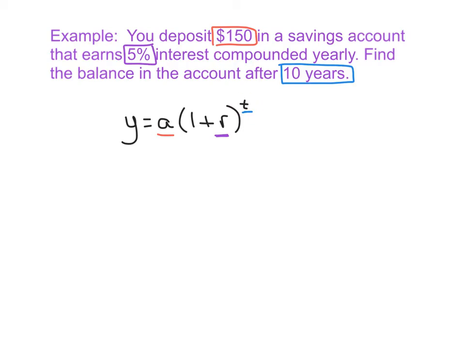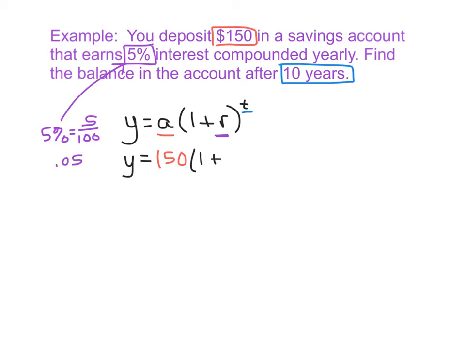Okay, so let's go ahead and write y equals a, our amount that we started with, so we'll put 150 in there, times 1 plus the rate. Now this is where we need to be careful. The rate is written right here as a percentage, but we need to write it into our equation as a decimal value. Remember that 5% means 5 out of 100. That's what percent means. And if you did 5 divided by 100, you'd find out that the decimal is 0.05.